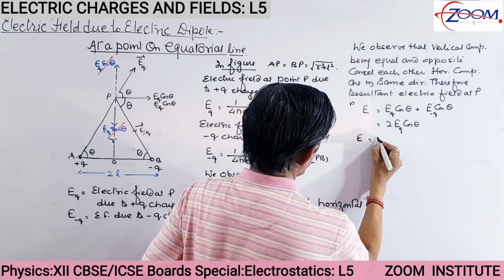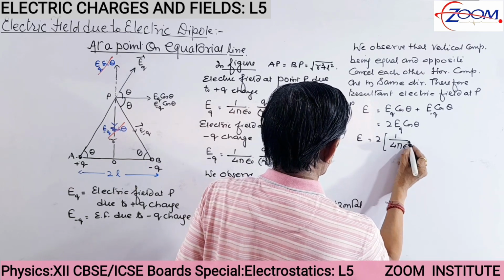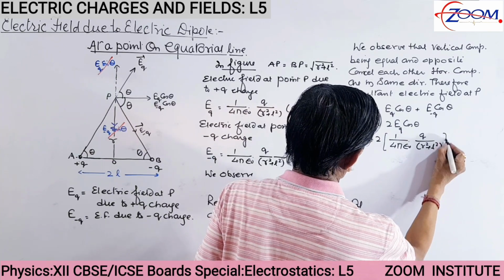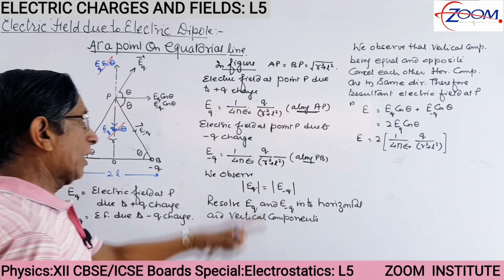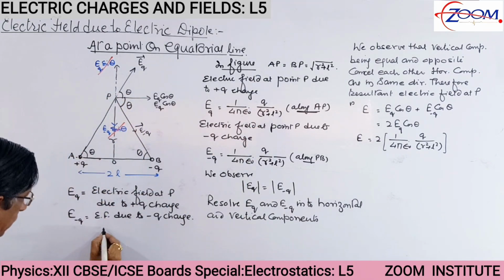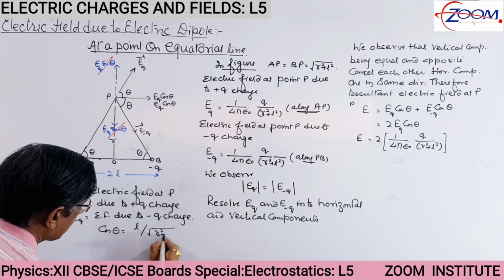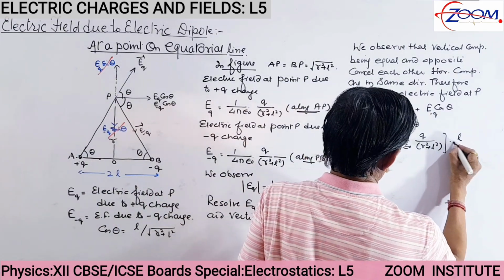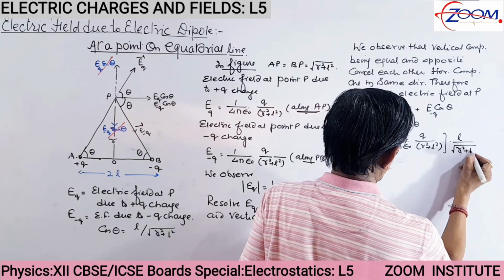So students, E is equal to 2. What is the value of E_q? 1 upon 4 pi epsilon naught q upon r square plus L square. And what is cos theta? From here you can write cos theta is equal to base upon hypotenuse. So cos theta is equal to L upon root r square plus L square.